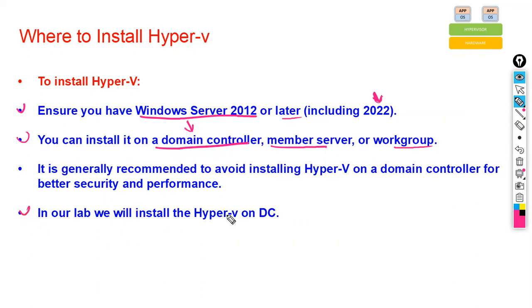So in our lab, we will install the Hyper-V on DC only, because we have limited servers. But in real networks, you will take the member server or workgroup, then you will install the Hyper-V.